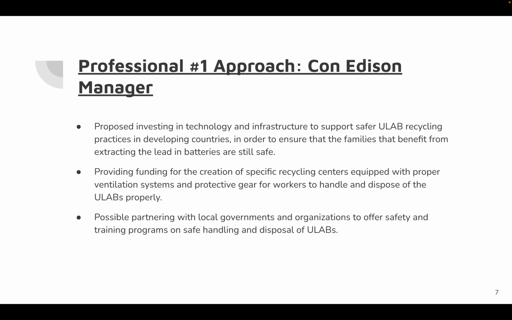So he proposed investing in technology and infrastructure to support safer ULAB recycling practices in developing countries in order to ensure that families that benefit from extracting the lead in batteries are still safe. He also said that we could possibly provide funding for the creation of specific recycling centers equipped with proper ventilation systems and gear for workers to handle and dispose of the ULABs properly. He also said that partnering with local governments and organizations to offer safety and training programs on handling and disposal of ULABs is essential.